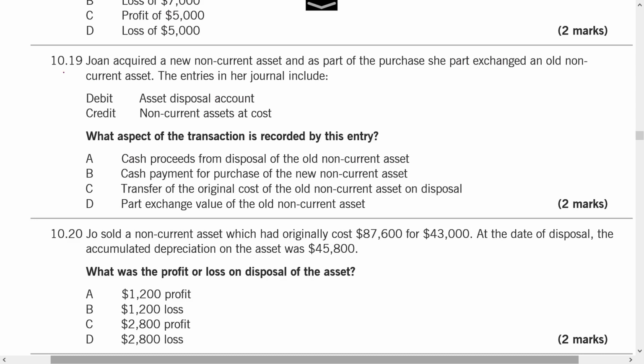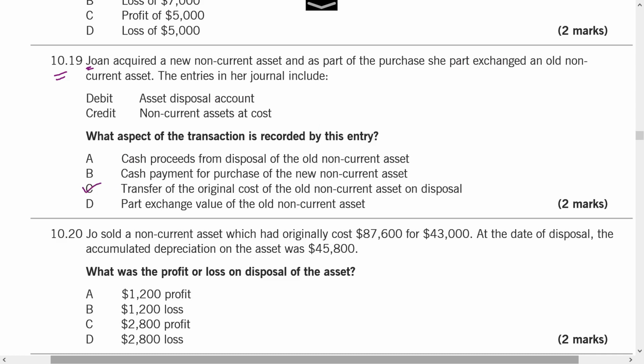Next we have our question number 19. What aspect of the transaction is recorded by this entry? J acquired a non-current asset and as a part of the purchase she part exchanged an old non-current asset. The entries in her journal include debit, asset disposal account, credit, non-current asset at cost. So basically it is the transfer of the original cost of the old non-current asset on disposal, right? So the correct option is option C.